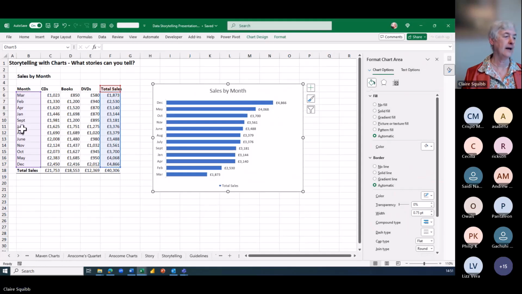So Excel's very easy just to do that with. So quite useful. And there we go.